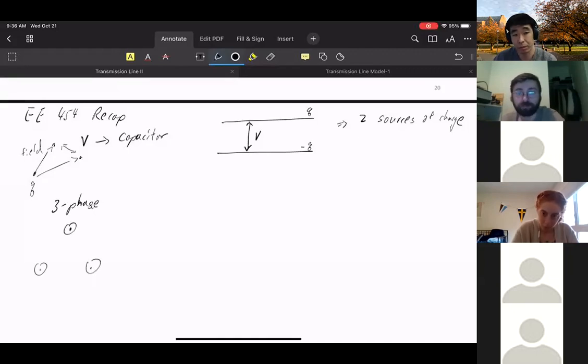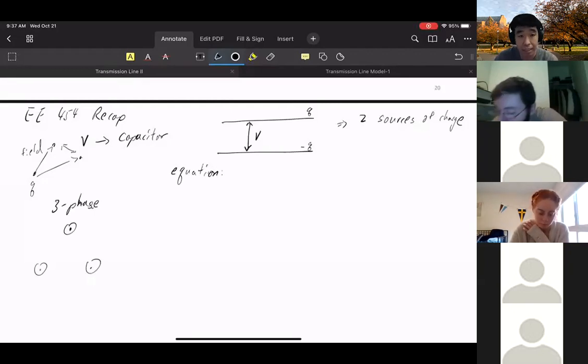So this is the capacitance. To calculate capacitance, I need to know voltage. And to know voltage, I need to sum across all the sources that carry charge. So we'll use the equation we covered last time. It's important to go through this again. So, terminology. The terminology goes like this.